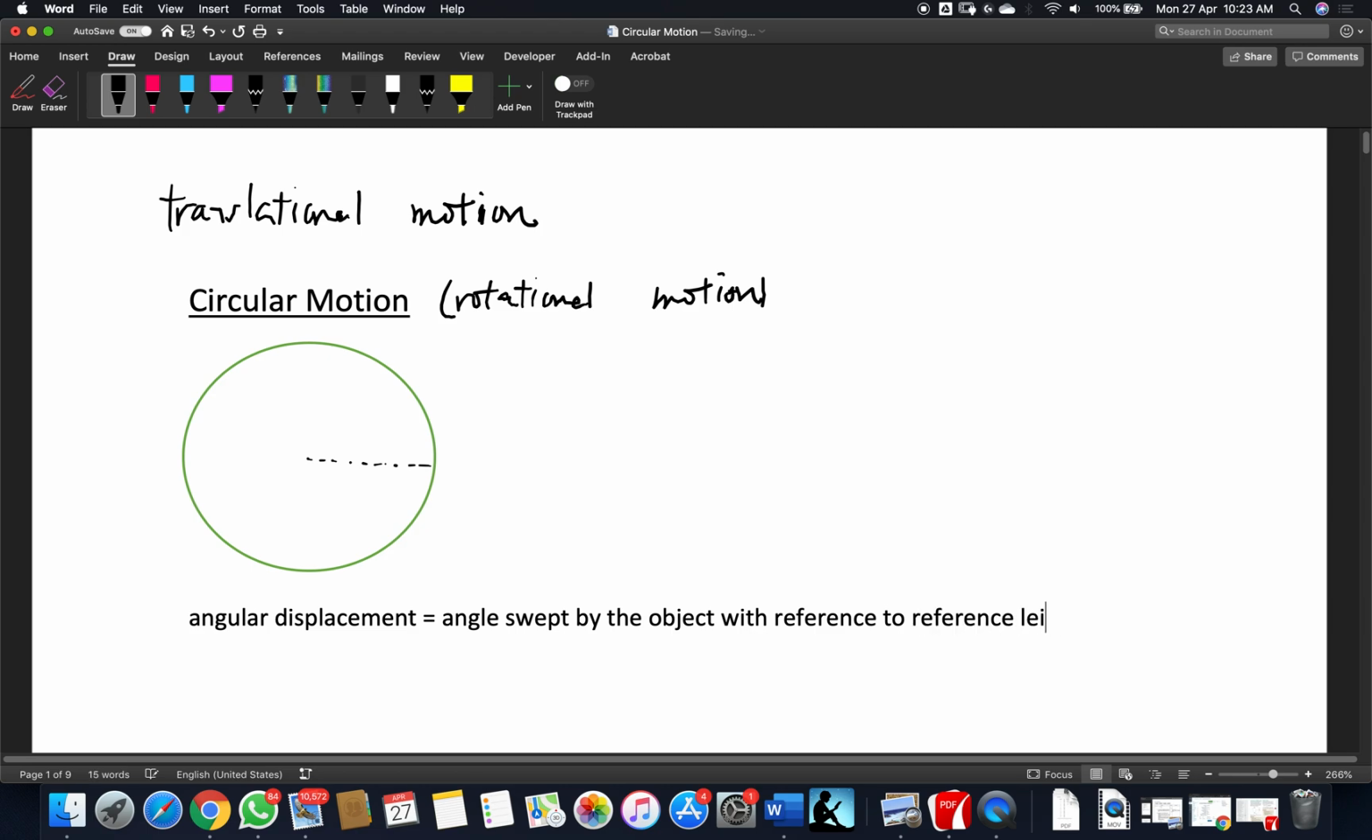So what does it mean by the reference line? That means how do you measure the angle? Where do you measure the angle? Let's say the dotted line here is the reference line, and then the angle swept. When the object moves from this position to this position, the angle theta is the angular displacement of the object.